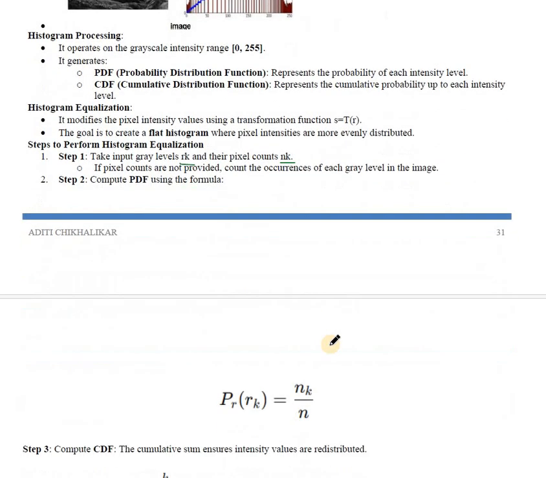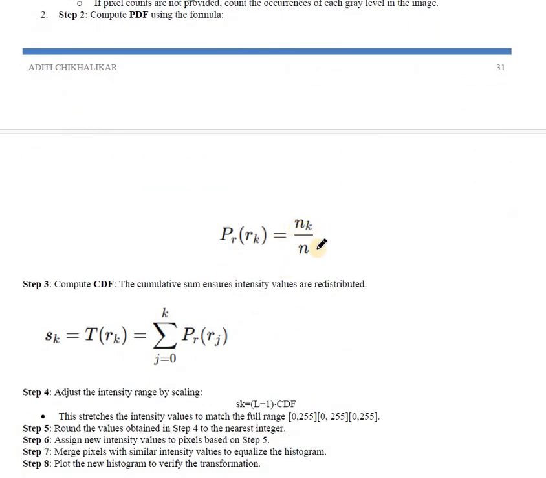Now you calculate the PDF. How is PDF calculated? NK upon N. For every RK we calculate NK upon N. What is N? The total number of pixels in the image.